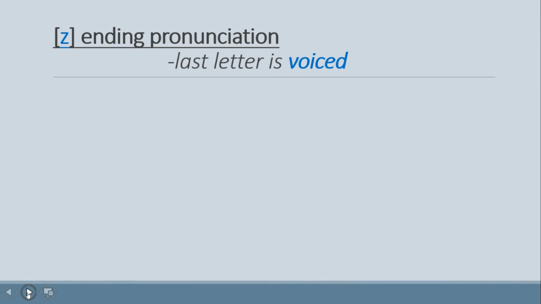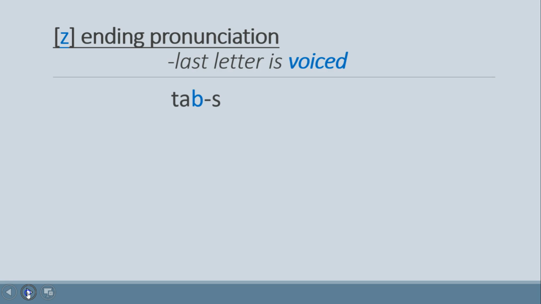As we already mentioned in the previous slide, the final sound s can change to a z, okay? When does this happen? This happens when the last letter of a word is voiced, when we actually use our vocal cords to pronounce the letter. So let's look at the word tab. B, unlike P, is a voiced letter. Its sound, you can hear it. I say it out loud.